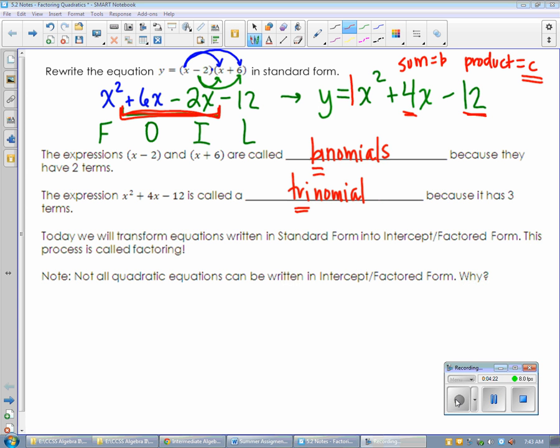And the purpose of that is because the factors are going to correspond to the x-intercepts of the graph, and those x-intercepts are going to correspond to our real solutions. But again, we'll save that for a different lesson. Note that not all quadratic equations can be factored.